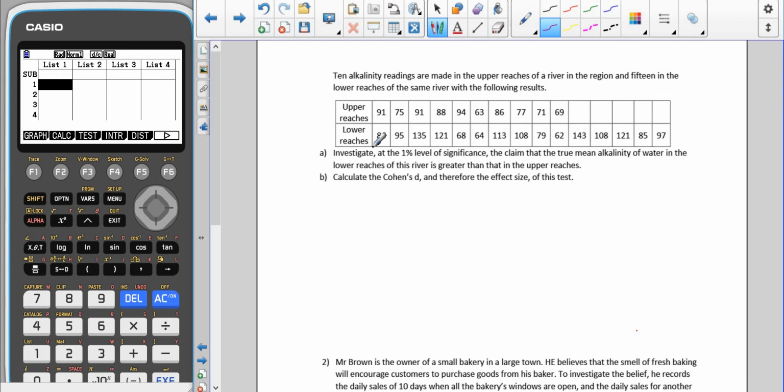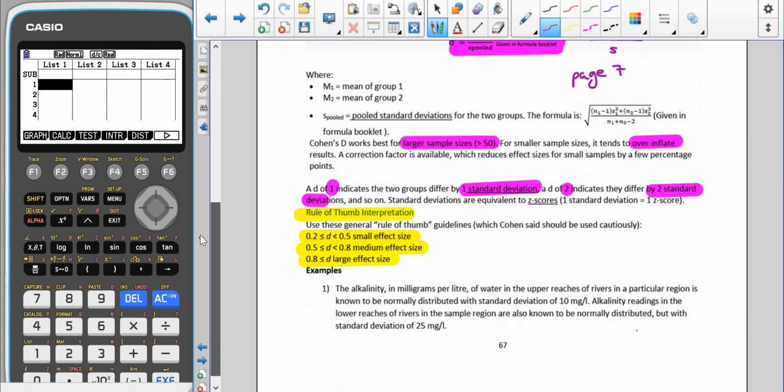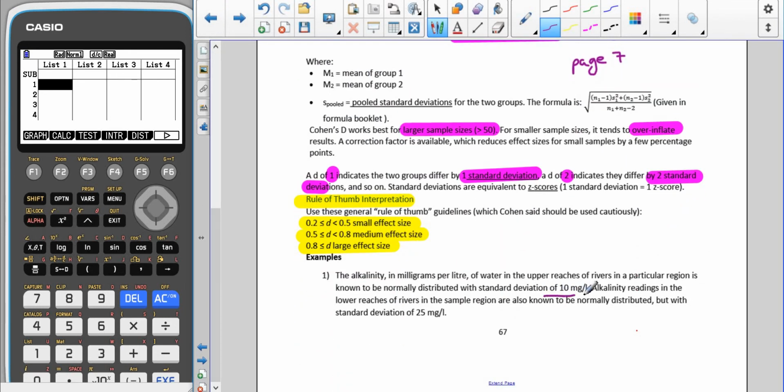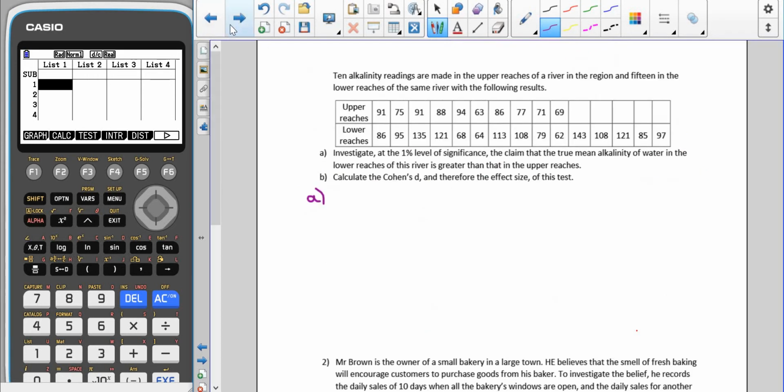To start off with, we're investigating at a 1% significance level the claim that the true mean alkalinity of the water in the lower reaches is greater than the upper reaches. So this question may seem quite familiar to you. So I'm only going to do the hypothesis test quite quickly, because in the initial part of the question, we were given the population standard deviation for both the lower and the upper reaches of the river. That means that this is going to be a 2-sample normal test.